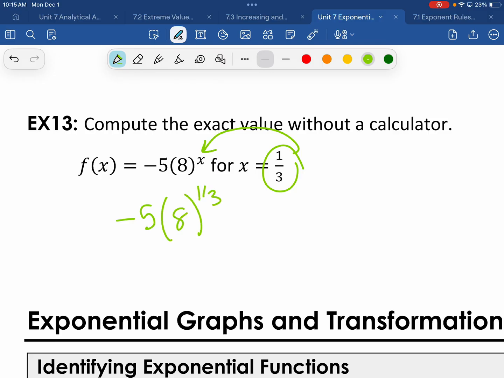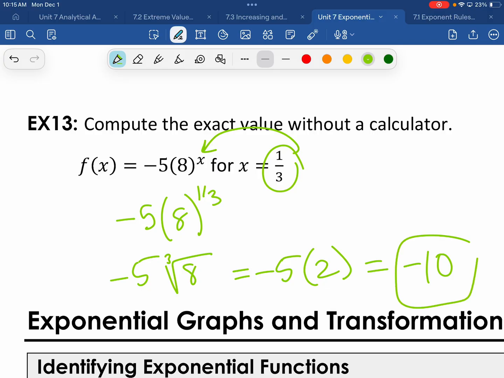And then knowing that 8 to the 1/3 is going to be what? What kind of root is it? A cube root. All right, so the cube root of 8 is 2, and then negative 5 times 2 is negative 10.